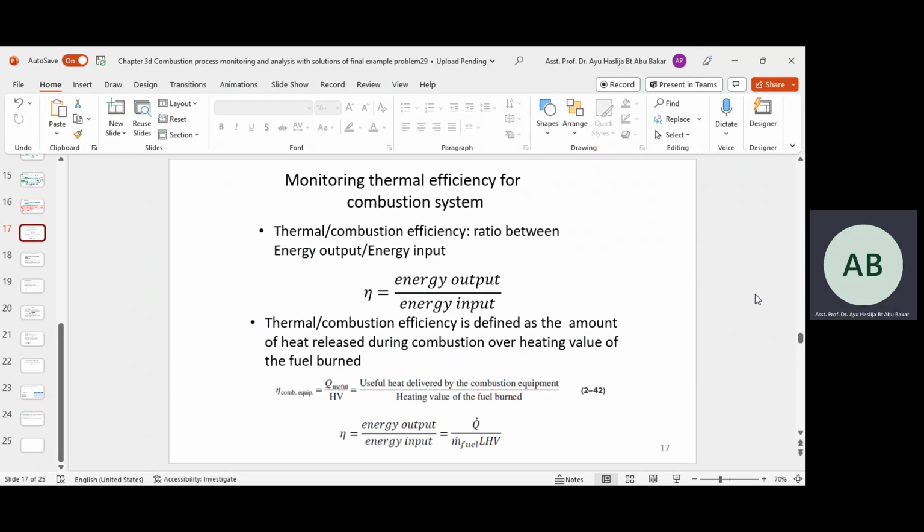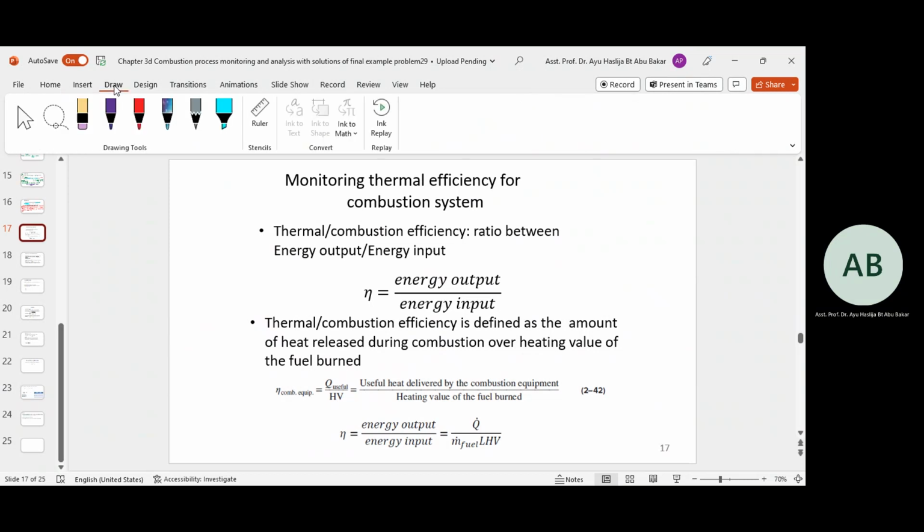Thermal efficiency for combustion system is a ratio between energy output and energy input. Whenever you mention efficiency, it is always about out over in. So in this combustion thermal efficiency, we focus on the energy out over energy in. Energy here means the Q.